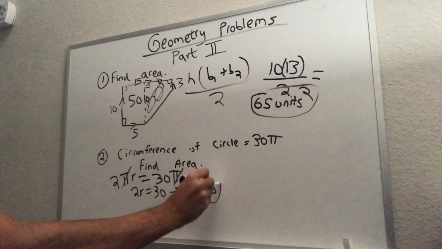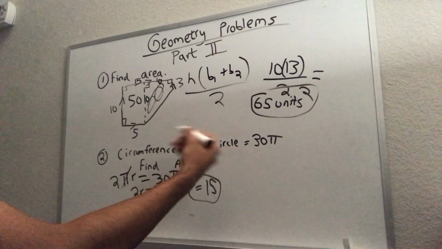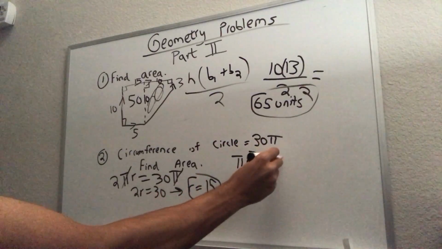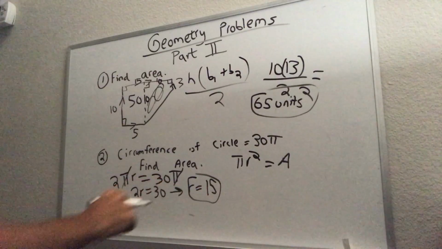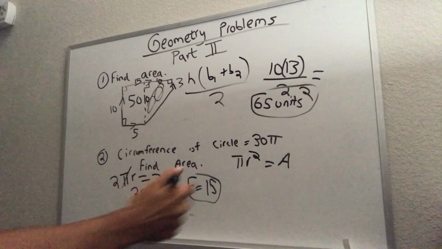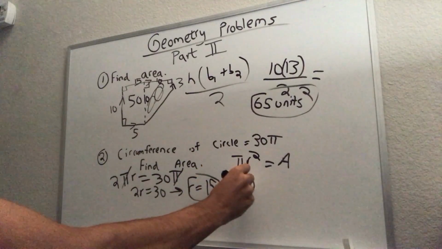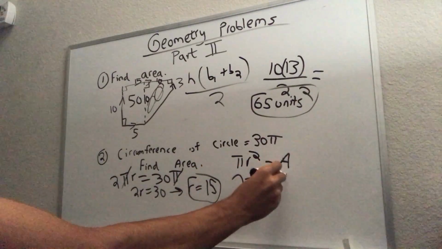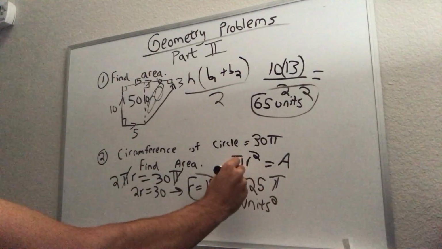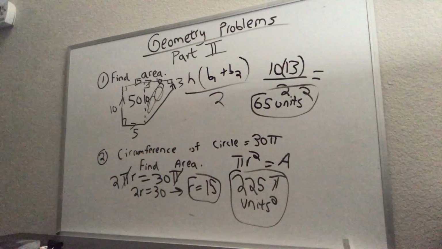Now, if the radius is 15, and we know that to find the area of the circle, that's just pi r squared. Pi r squared is the area. So we have the radius, that's 15. We substitute the value in, so we get 225 pi units square is the area of the circle. So again, some basic review problems here.